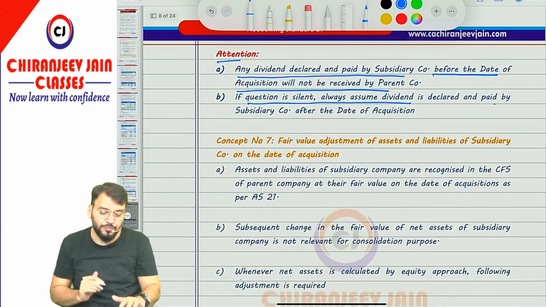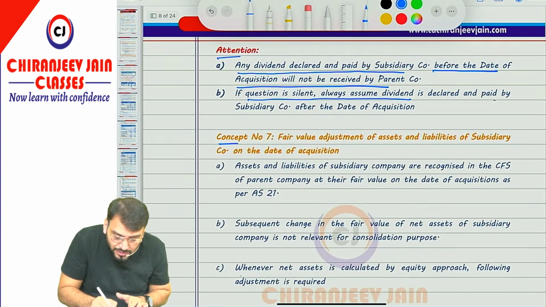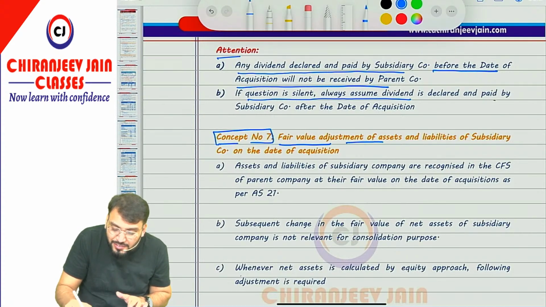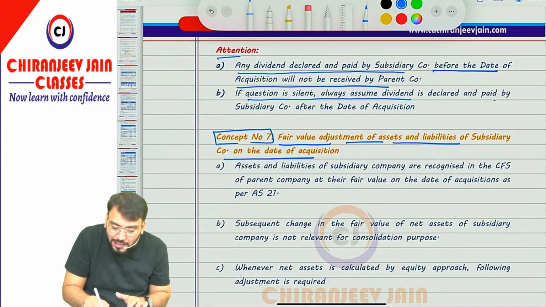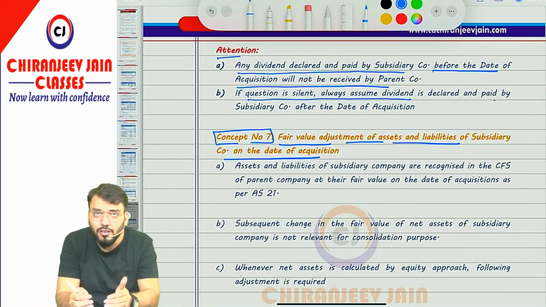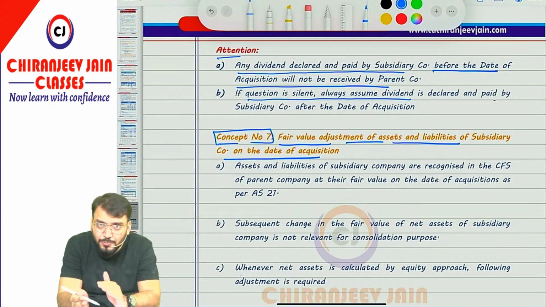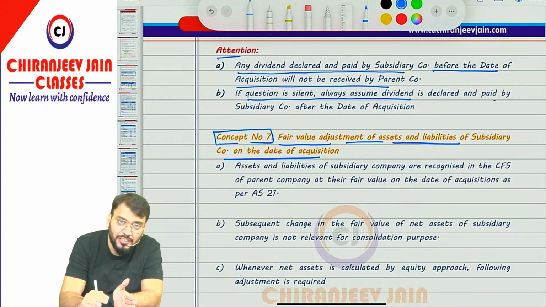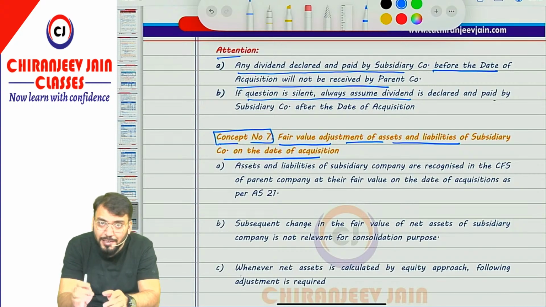This also you understood. Next concept is what? Concept number 7 about the fair value adjustment of assets and liabilities of the subsidiary company on the date of acquisition. Now we have understood that all the assets and liabilities of the subsidiary company will be recognized in the balance sheet of the parent company on the date of acquisition at fair value. Correct? So it means, can I say some fair value adjustment is required?